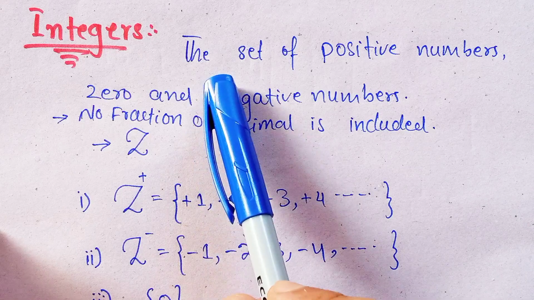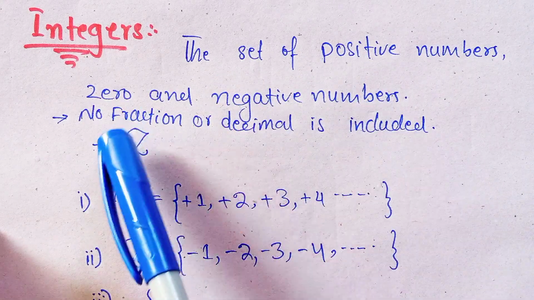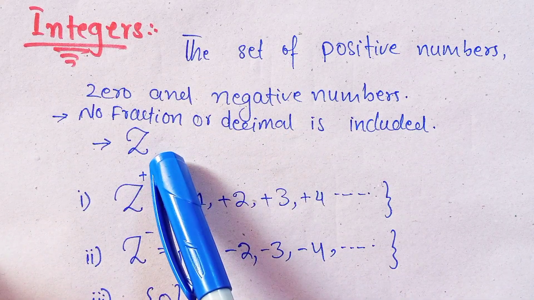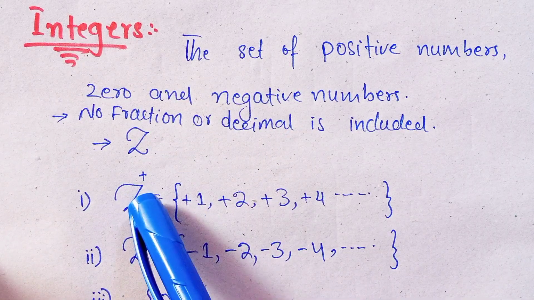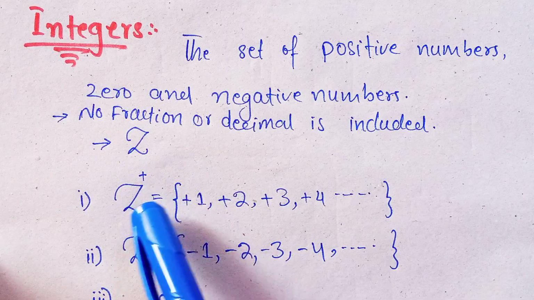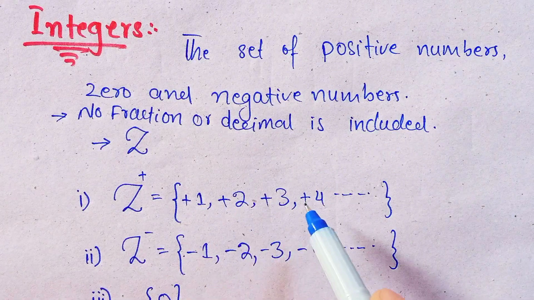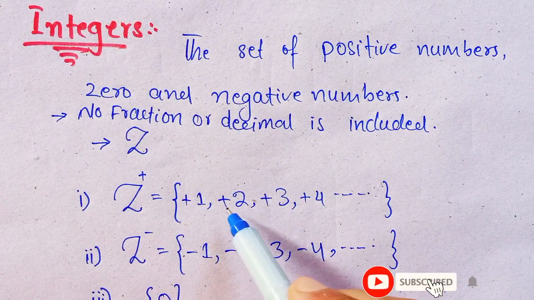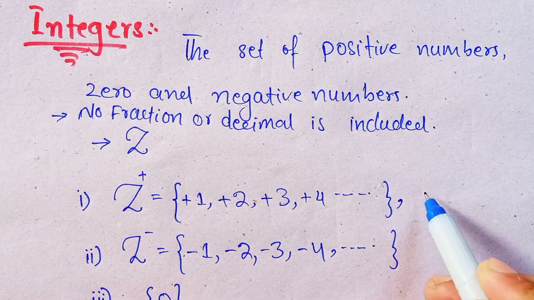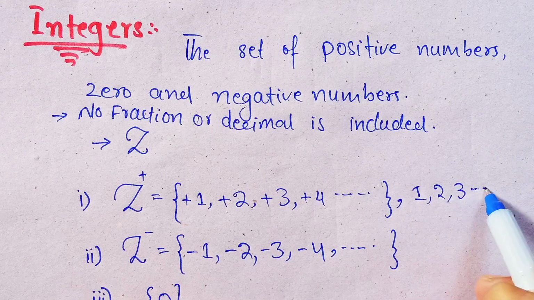So the integers are actually the set of positive numbers, 0 and negative numbers. Make sure there is no fraction or decimals. Integers are represented by capital Z, where the positive integers are represented by capital Z with a positive sign, and it contains all the numbers which are greater than 0. Positive numbers are expressed as numbers with a positive sign, or they can simply be written as numbers without a positive sign, just like 1, 2, 3, etc.